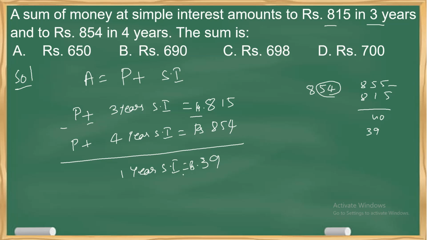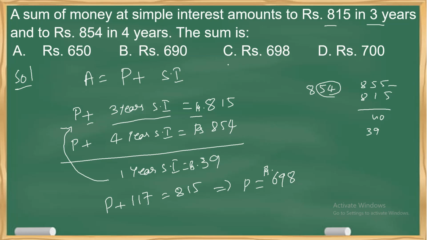Now 1 year simple interest is 39 rupees and 3 years simple interest is how much? Because this value you are supposed to substitute here. So P plus 39 into 3, 40 into 3 is 120, so 117, is equal to 815 rupees. Now by this you will get the value of P. So 815 minus 117, 698 is the answer. Am I clear? So this is the way you solve the problems easily, right?